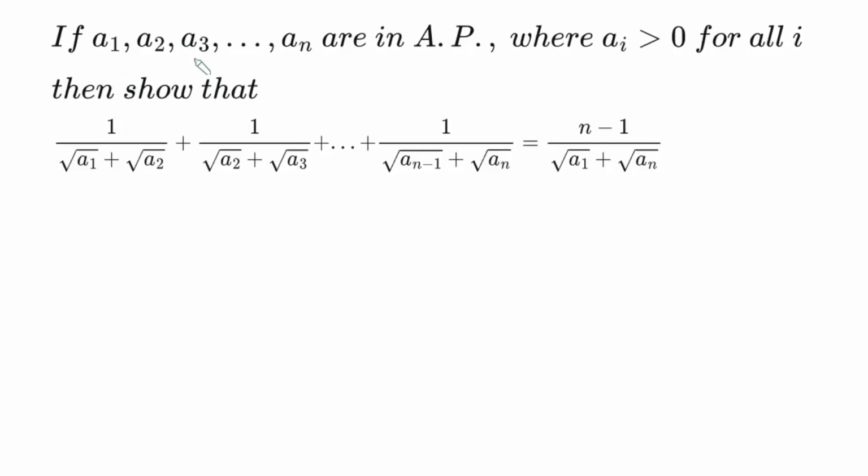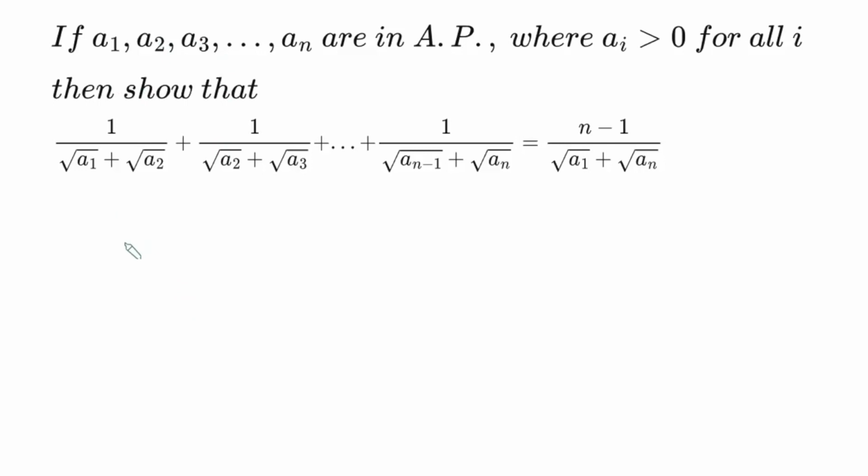If a1, a2, a3, and so on up to an are in AP, where ai is greater than 0 for all i, then show that 1 over square root a1 plus square root a2, plus 1 over square root a2 plus square root a3, and so on up to 1 over square root a(n-1) plus square root an, is equal to n minus 1 over square root a1 plus square root an.